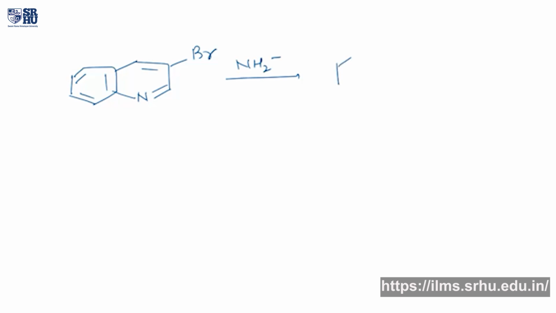Many other groups in quinoline can also be replaced by reagents. Let's say we have bromine at the 3rd position and we want to replace it with an NH2 nucleophile. There will be a nucleophilic substitution reaction, and this bromine will get replaced by the NH2 group. So this is how quinoline undergoes nucleophilic substitution reaction.